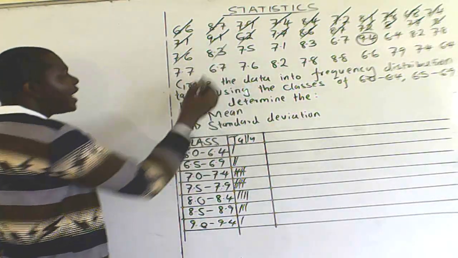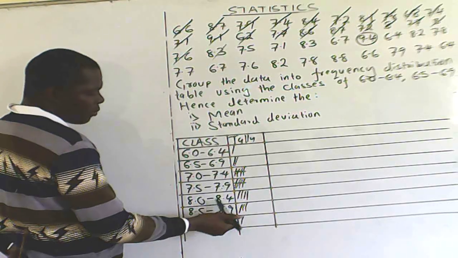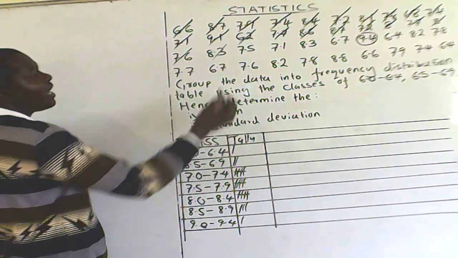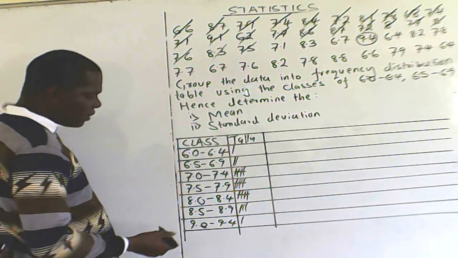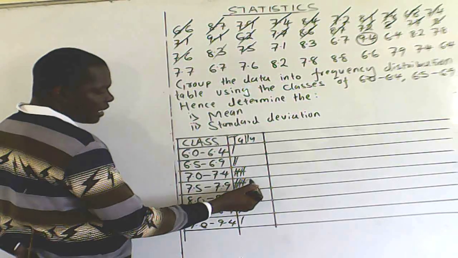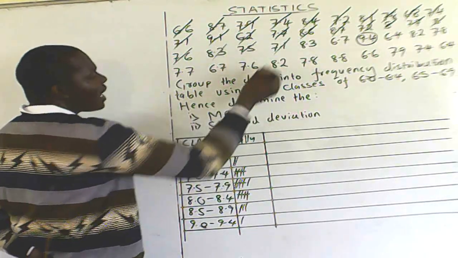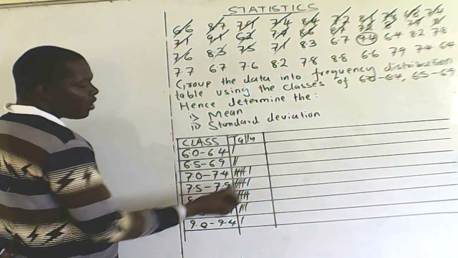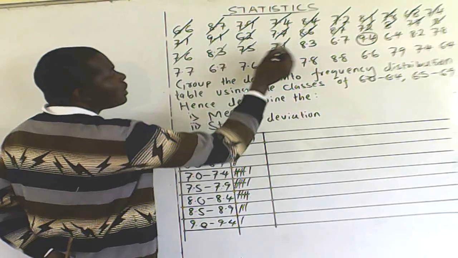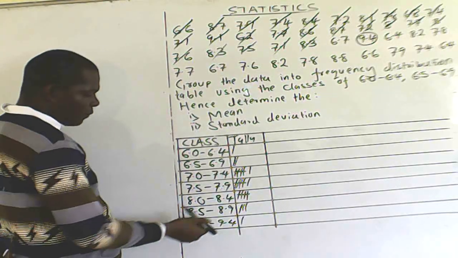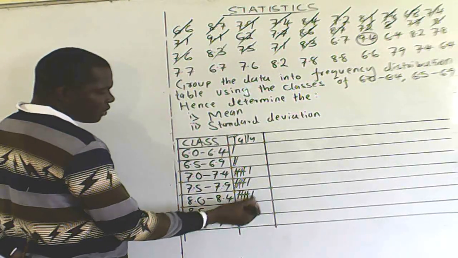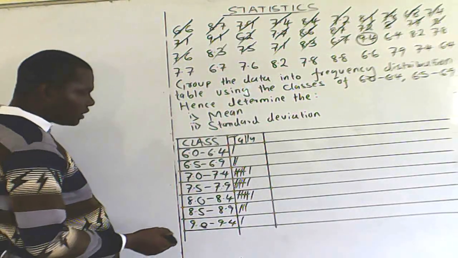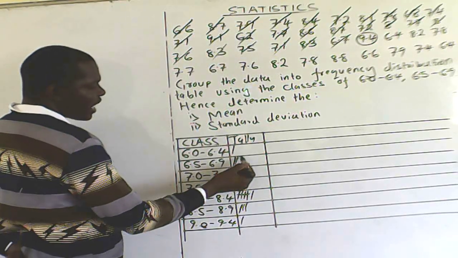Then you move on. 8.3 is between 8.0 to 8.4. That's the fifth one. You tie with, isn't it? Then 7.5 is between 7.5 to 7.9. You count it there. 7.1 is between 7.0 and 7.4. You count it there. Then 8.3 is between 8.0 to 8.4. Then the next 6.7 is between 6.5 to 6.9, isn't it?